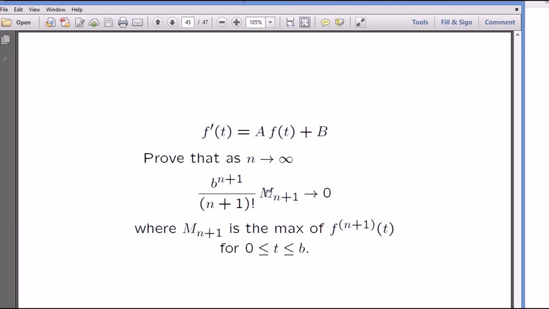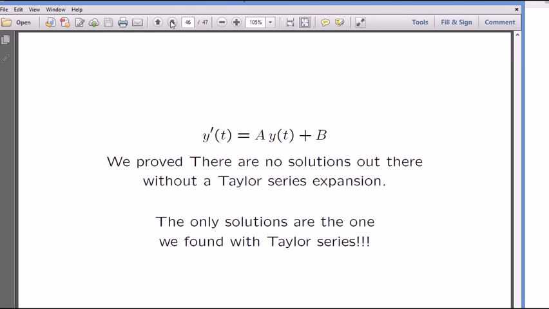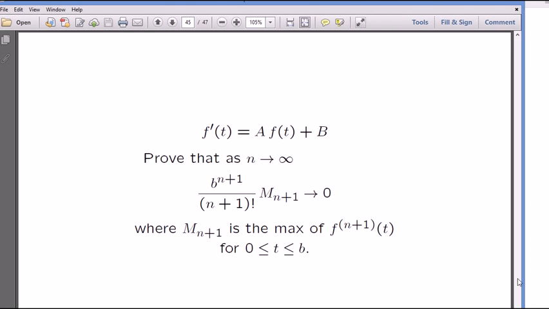So therefore, there is no other solution out there that does not have a Taylor series, and we found all the Taylor series solutions, e to the 6t, like that. So if I can show this one, I can show Taylor series is the only solution, and we found all the Taylor series. And there's only one, the one that we found. I plan to do this one, but I think I should skip that one.